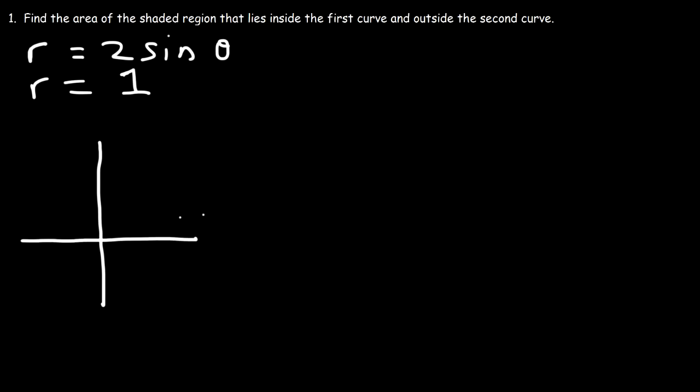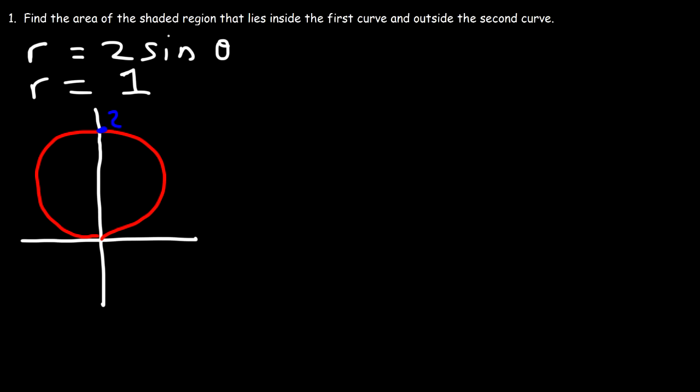So the first curve looks like this. R equals 2 sine theta. And I'm going to draw that in red. It's basically a circle, and it has a diameter of 2. So at this point here, the r value is 2.